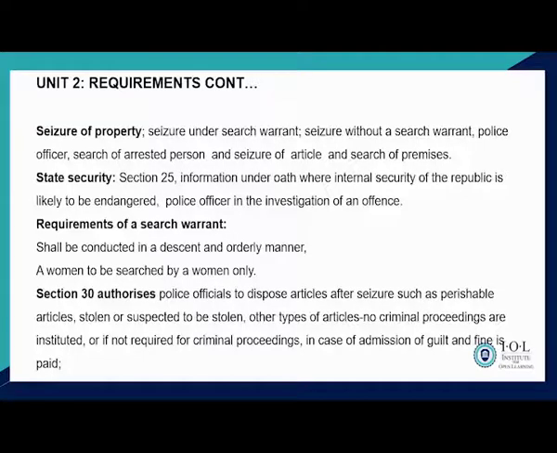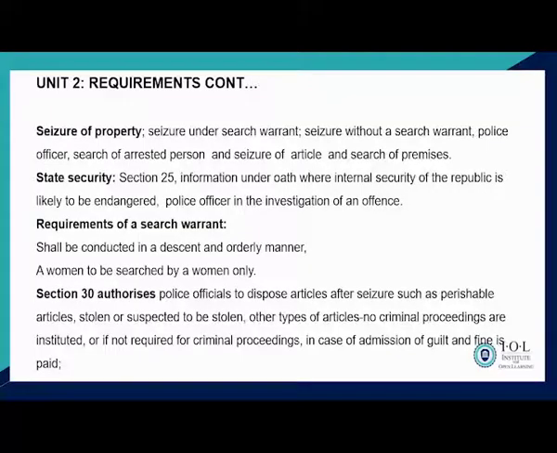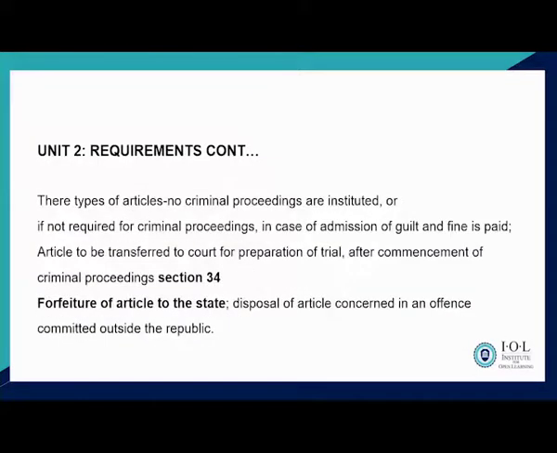Section 30. Authorities. Police officials to dispose of articles after seizure, such as perishable articles, stolen or suspected to be stolen, other types of articles. No criminal proceedings are instituted, or if not required for criminal proceedings in case of admission of guilty and fine is paid.